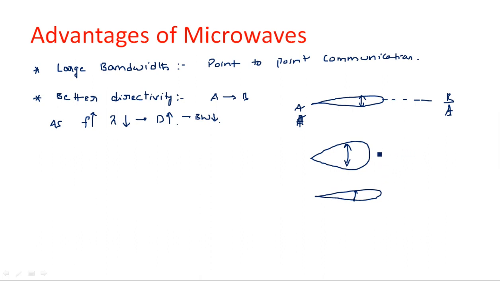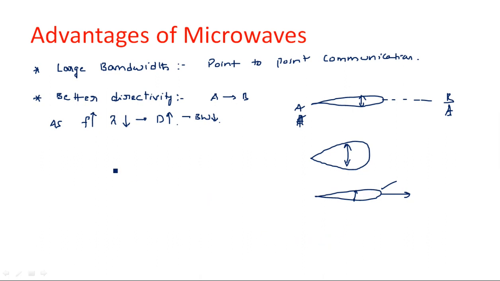Take two persons, one very fat and the other very narrow. Who can run fast and travel a long distance? Obviously the narrow, lean person. The fat person cannot travel a long distance. That's why we can say a narrow beam width has high directivity.